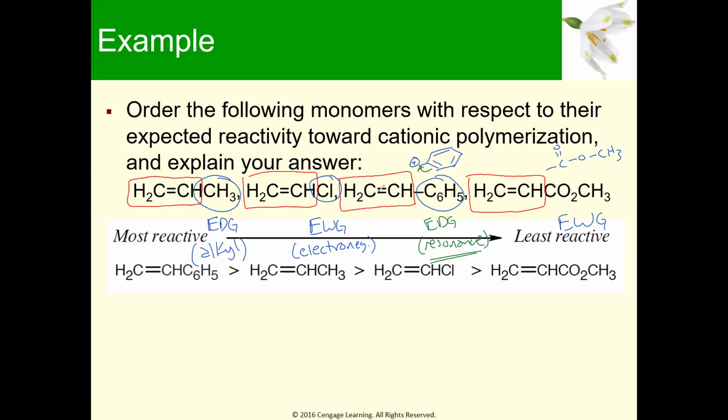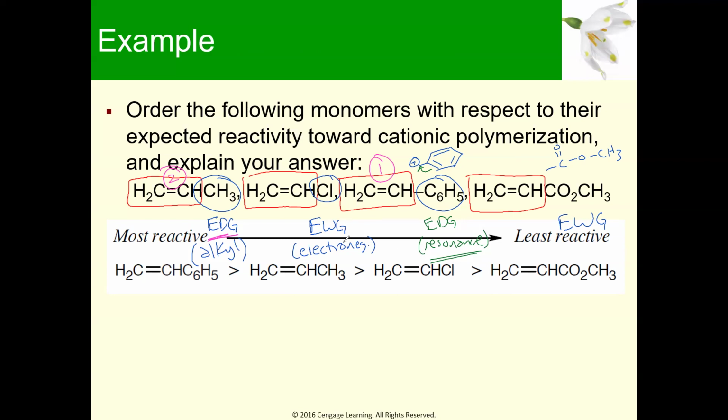So, most reactive, expected reactivity towards cationic polymers. I'll label this one as 1. That's the most reactive. And then the methyl group, I'm going to label that one as 2 because it's still electron donating, but there's no resonance forms involved. It's just the inductive effect at work there with the methyl group.